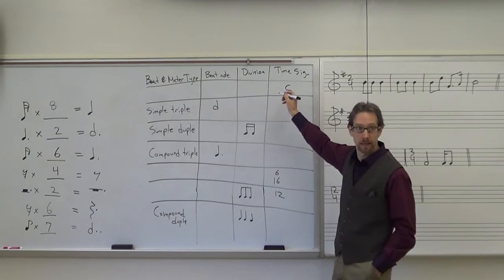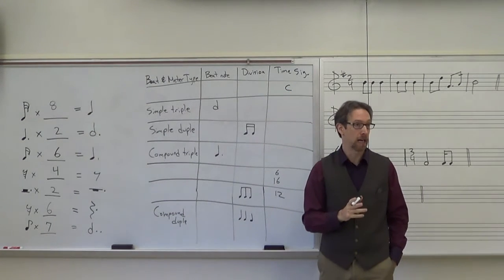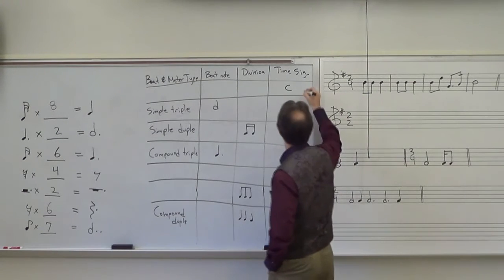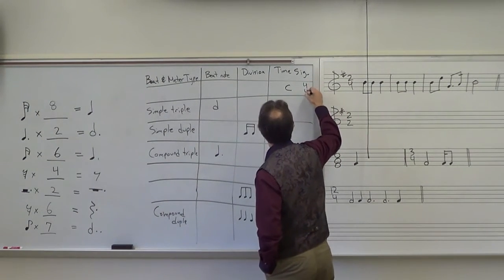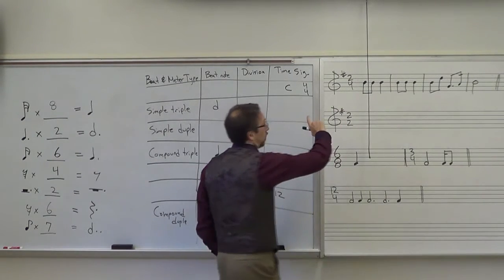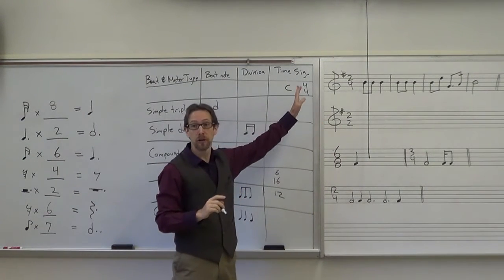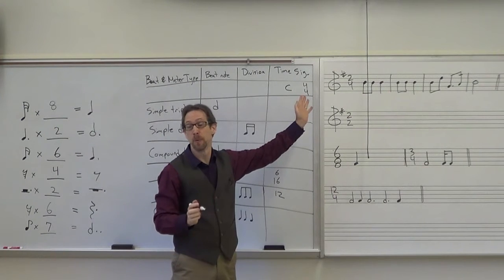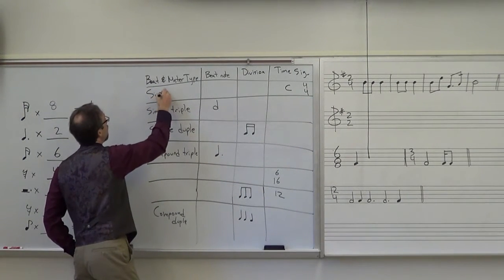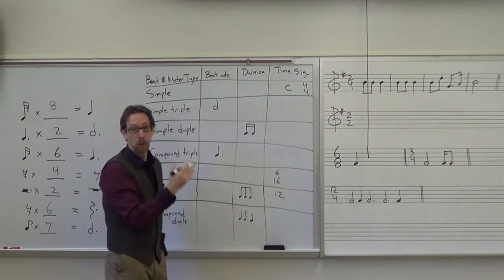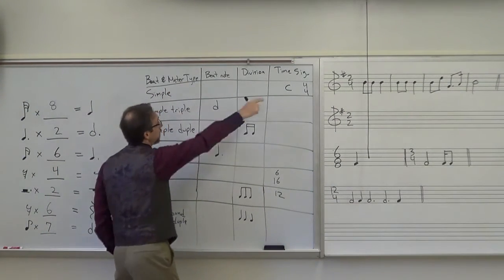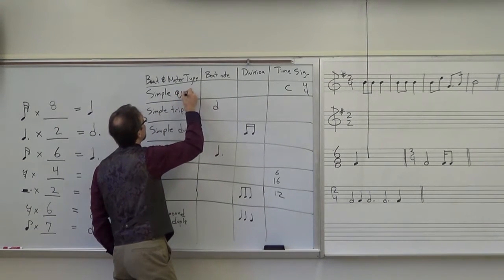This C stands for common time. Common time is the same thing as 4/4. When the number on top is 2, 3, or 4, we're talking about a simple meter. So we know it is simple. We can write that in. And we know we just take that number, and that's what it is. So it's simple quadruple. The top number tells us that.